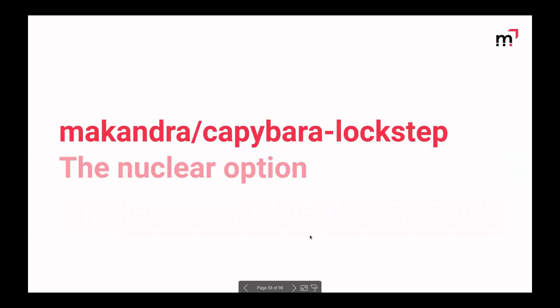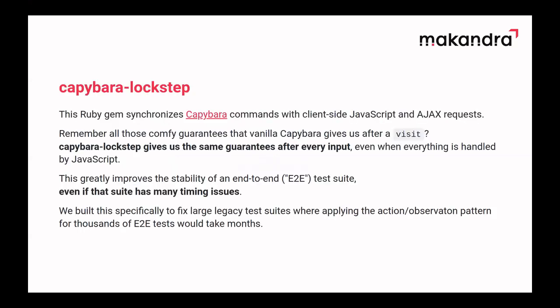more tool to share with you today. This is what we call the nuclear option. This is a gem that we wrote. It's called Capybara Lockstep. So what this does is synchronize Capybara commands with client-side JavaScript AJAX requests.